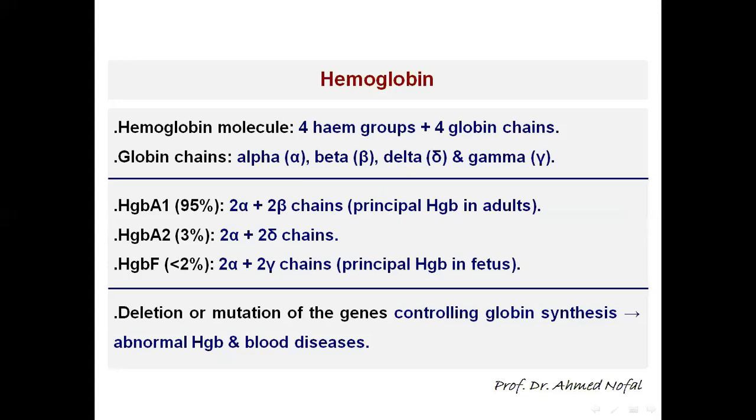We will start with the hemolytic types. Hemoglobin. The hemoglobin molecule consists of 4 heme groups and 4 globin chains. The globin chains are alpha, beta, delta, and gamma. Deletion or mutation of the genes controlling globin synthesis will make abnormal hemoglobin and blood diseases.